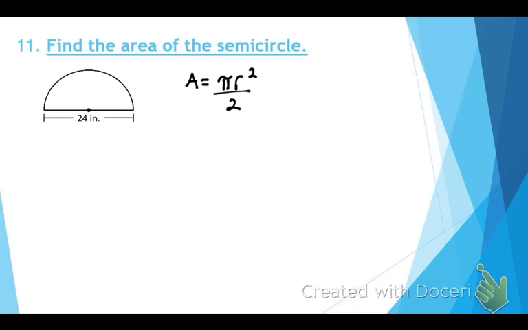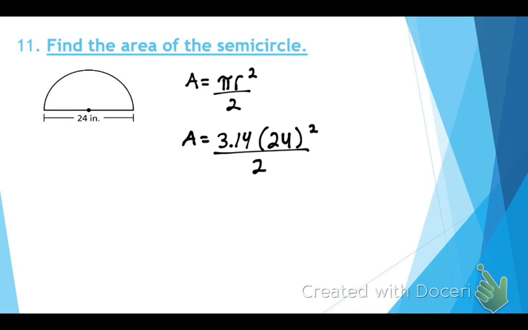Now, I'm going to show you a mistake that a lot of people made on their quiz, and I don't want to see you make the same mistake on your test tomorrow. What is my pi? 3.14. Come over here, guys. This is where a lot of people messed up. Watch what I do, and I want to see if you can figure out my mistake.